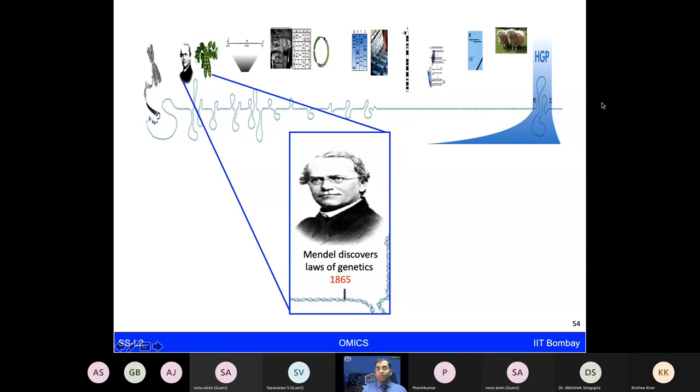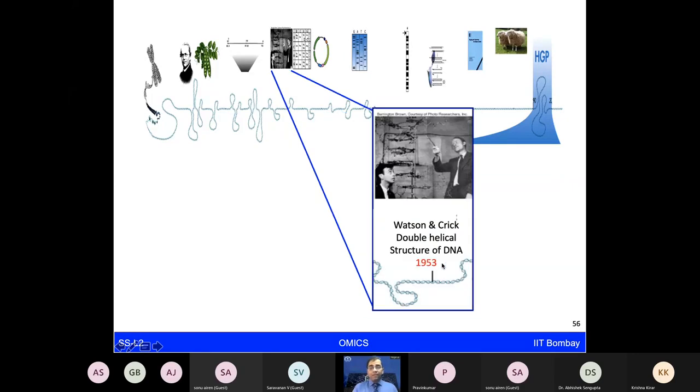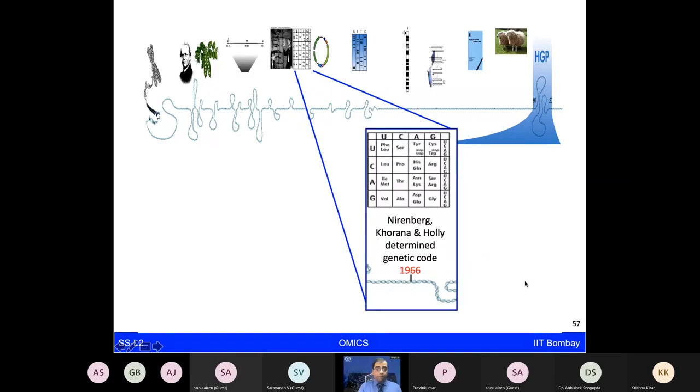I'm sure you have heard about Gregor Mendel's name, who is the father of genetics. In 1865, he defined the laws of genetics. Then another scientist, Sturtevant, defined the linear map of genes in 1913. Watson and Crick defined the double helical structure of the DNA in 1953.